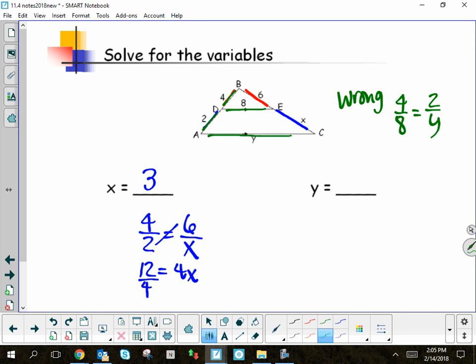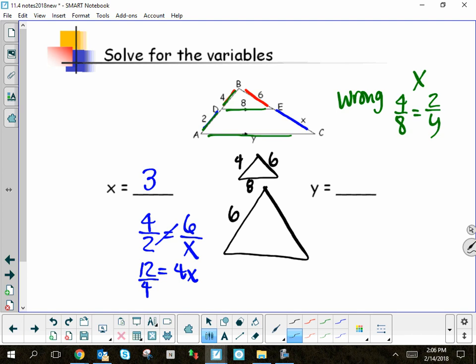Okay, that one will not work. So this is wrong. You need to think of it as two separate triangles. So watch here when I draw the little one and then when I draw the big one. The little one is 4, 8, and 6. The big one is 6, and over here, it's 6 plus x. Okay? And then over here is my y.